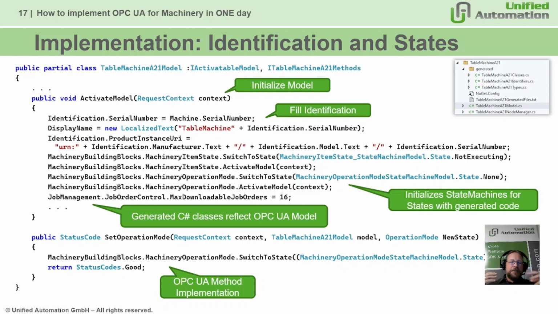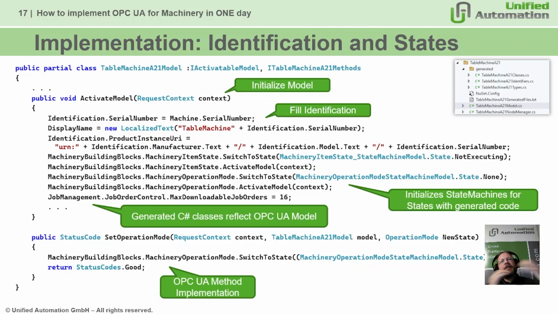For the states we have, we didn't go into this detail. There are state machines behind, and all the code for the state machines is also generated. So you really just need to go and set them here in the beginning for not executing, for example, for the machinery item state. And you can see on the button there is the set operation mode method. So all this stuff is already generated, and you just need to fill in the logic. And this is in this case just changing the operation mode, and that's because we have so much generated code around. That's really very easy to do.